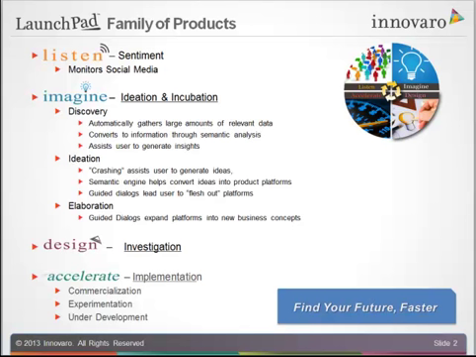The second product in the group is Imagine, and Imagine focuses on the ideation and incubation phases of the 4 I's. And it looks at discovery, ideation, and elaboration. It automatically collects a large amount of relevant data. It converts that data into information through semantic analysis and assists users to generate insights. The ideation phase goes into crashing, which helps users generate lots of ideas. And then the semantic engine helps convert the ideas into product platforms. And then guided dialogues lead a user to flesh out those platforms into business concepts. And elaboration is really the guided dialogues that make those into business concepts.